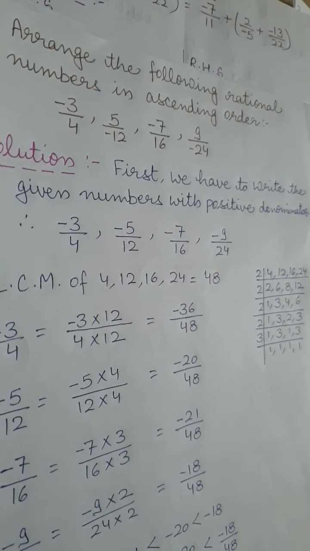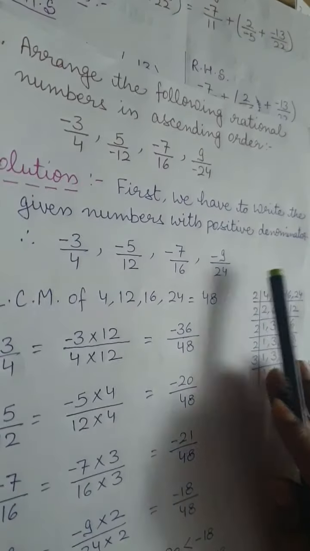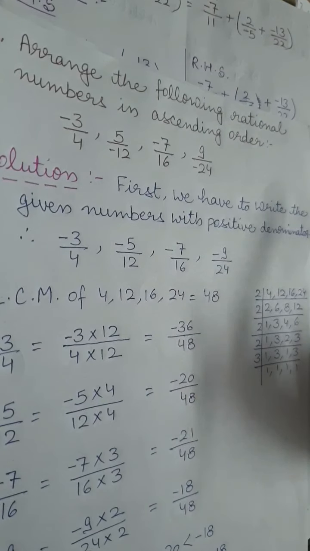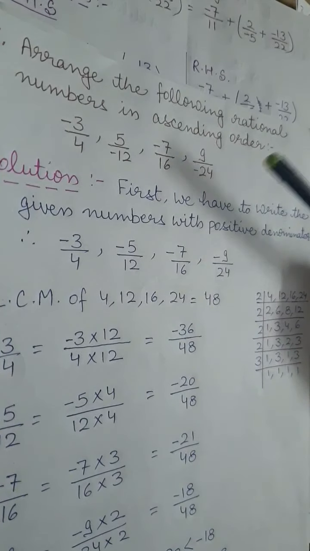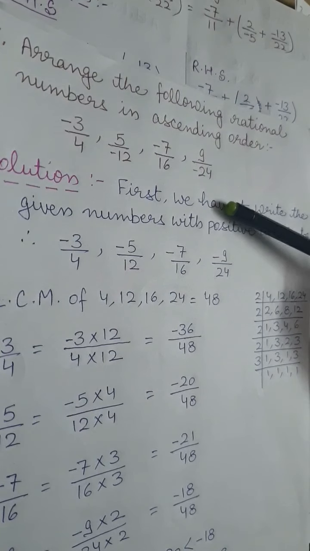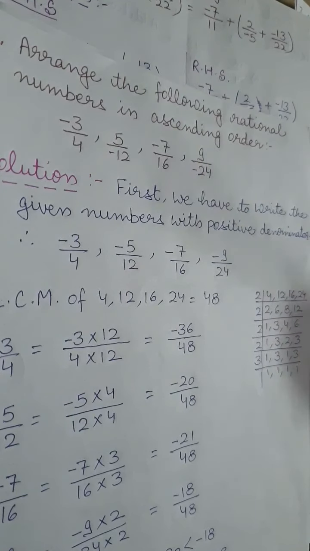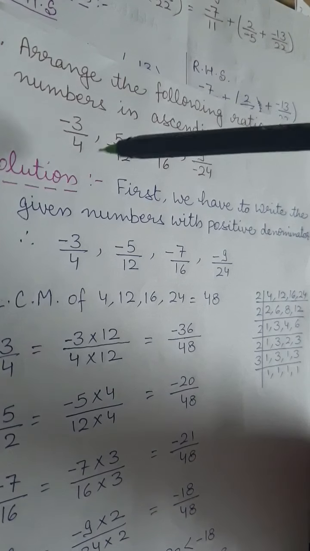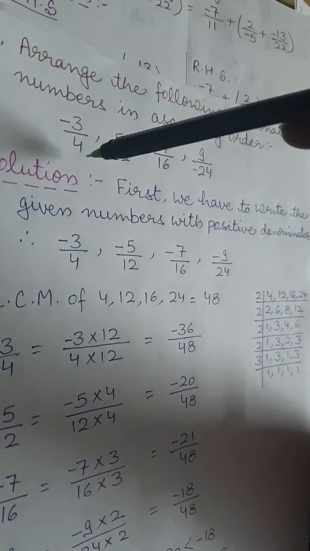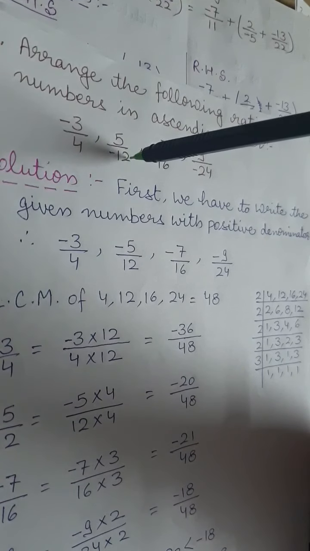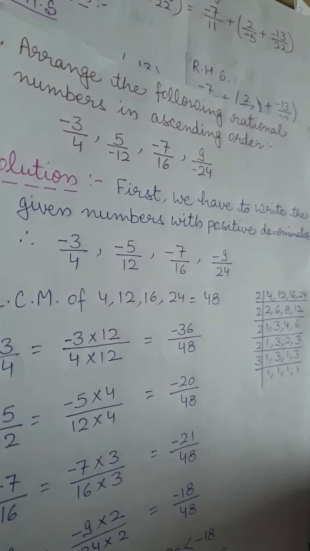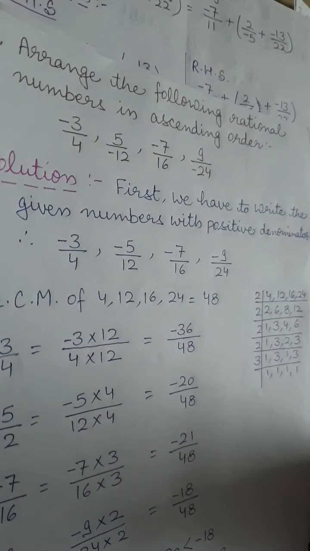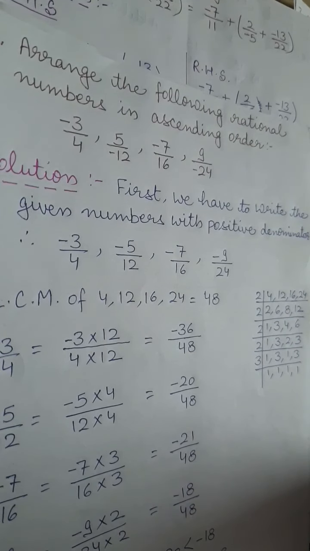Now just take another example. We are giving a question that we have to arrange the given rational numbers in the ascending order. What we have to do? We have to arrange the given numbers in ascending order. Fine. So first we have to write the given numbers with positive denominator. जो method हमने अभी follow किया था, what is that first we have to convert the negative denominators into positive denominator. जो भी negative denominators हैं उनको हमें positive denominators में convert करना है.